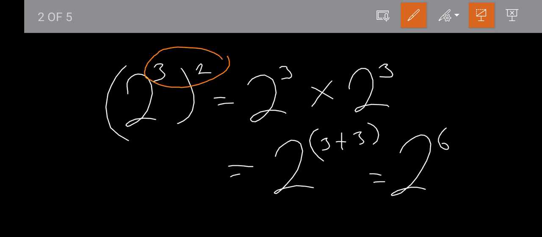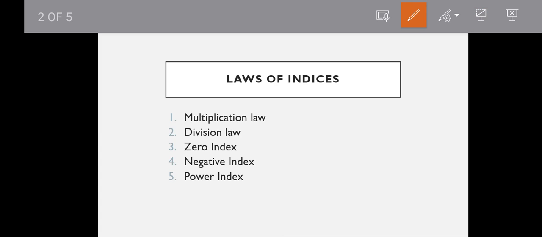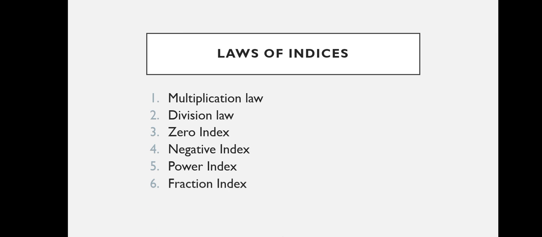All right, so let's take this. The next one that we're going to have is called the fraction index. Now, if we're talking about the fraction index, we have something like this. We have x raised to the power 1 over a.